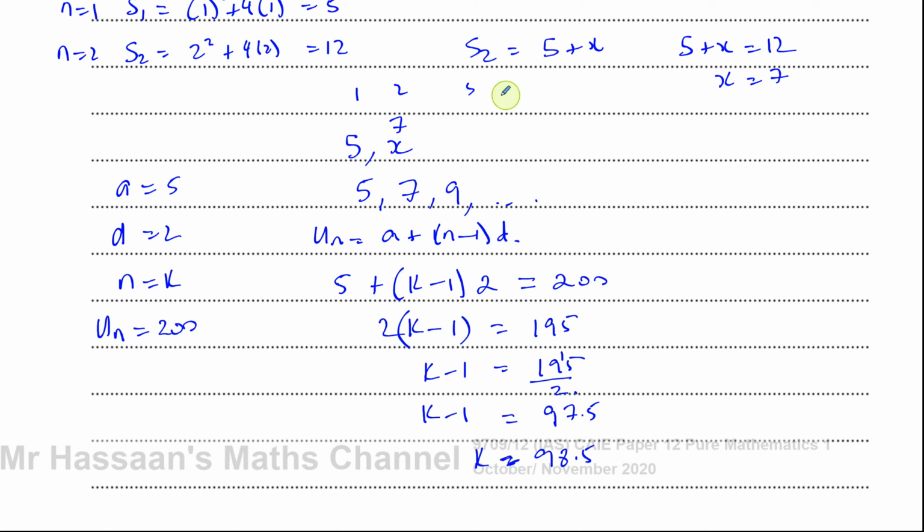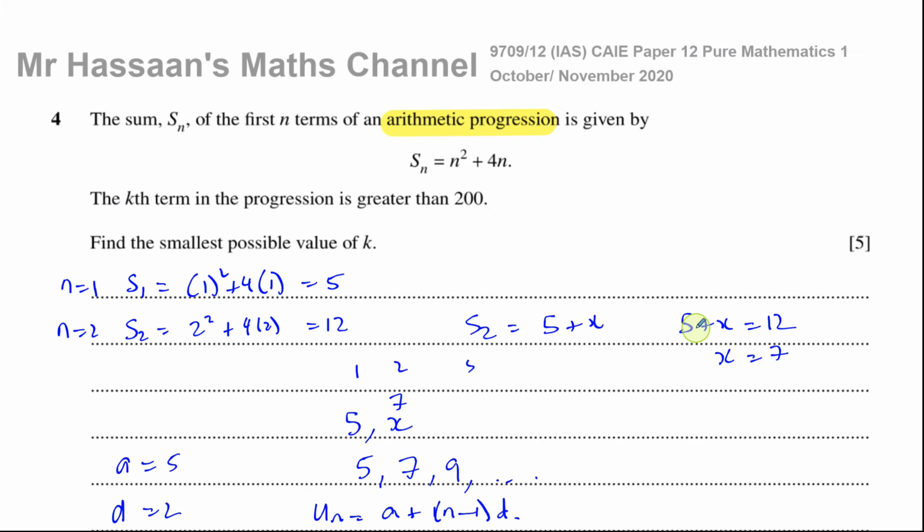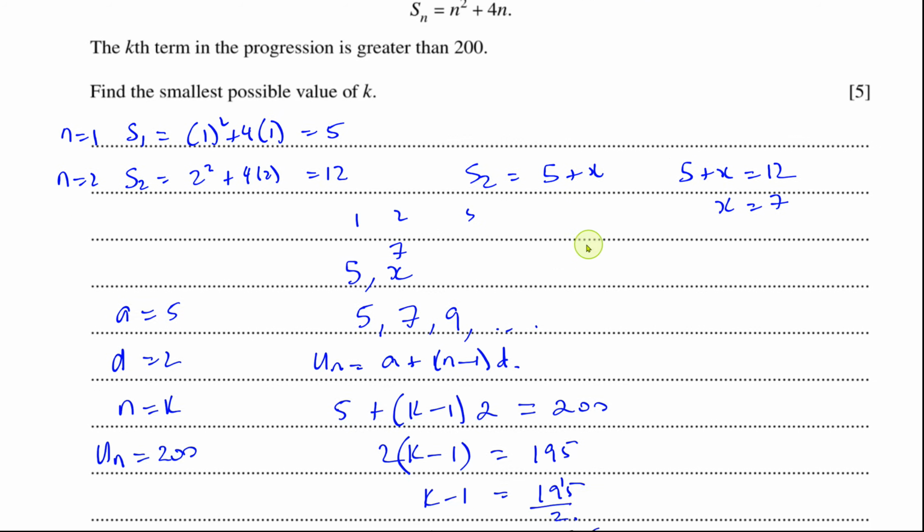Of course, k cannot be 98.5. k is a term: first term, second term, third term. It has to be an integer. So the 98th term will be a term less than 200, and the 99th term is going to be more than 200. So that's going to be the first term which is greater than 200.